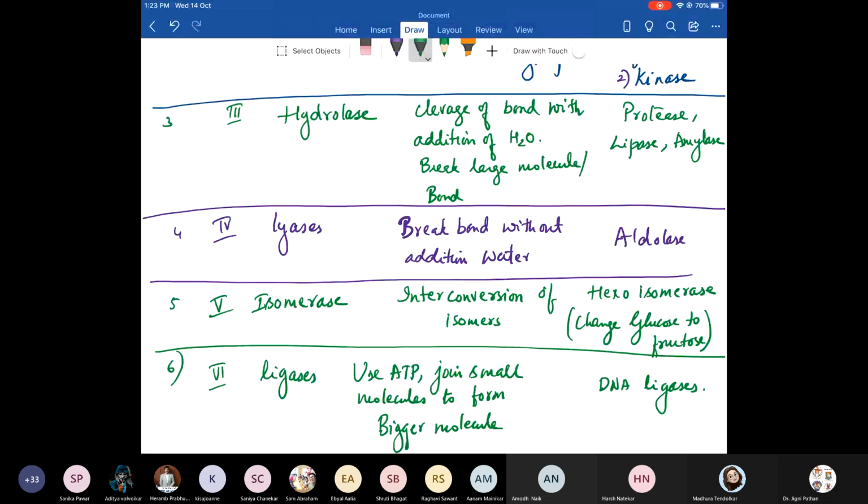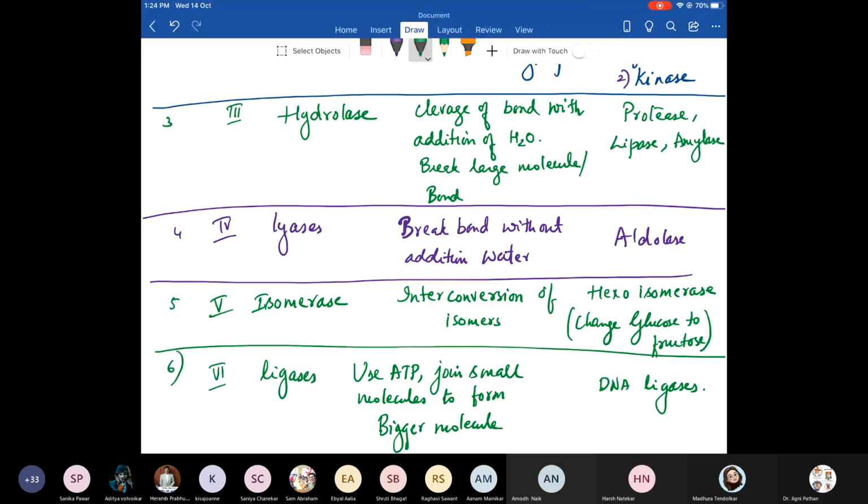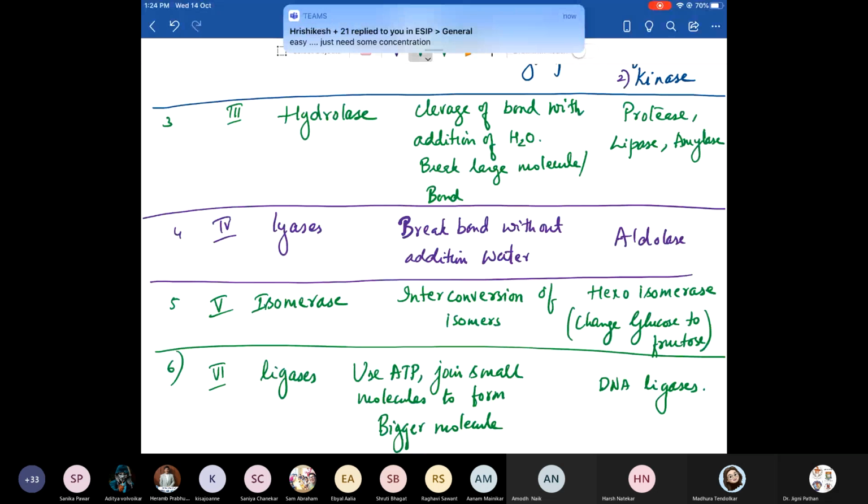Moderate. Moderate. Okay. See, you can make it easy if you sit and study this together. I mean, together means at one stretch you read carbohydrate, at one stretch you read protein, at one stretch you read lipids, then it will be easy.